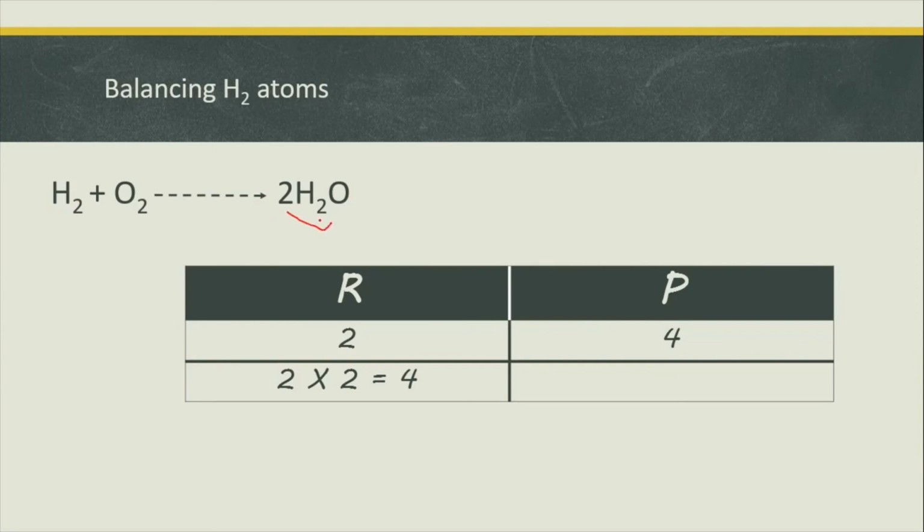2 into 2 is 4. See. So, as I told you before, we have to put in the coefficient. 2 into 4. So on the reactant side, we have to put 2 beside the hydrogen element. So 2H2 plus O2 will be 2H2O.